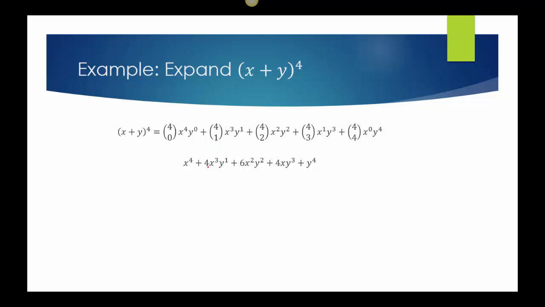4 choose 1 is 4. I have x cubed y. 4 choose 2 is 6. I would have x squared y squared. 4 choose 3 is 4. I have xy cubed. And then 4 choose 4 is 1. This is 1, so I just have y to the 4th.